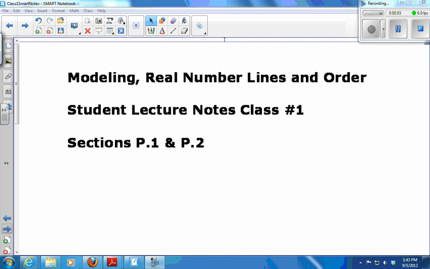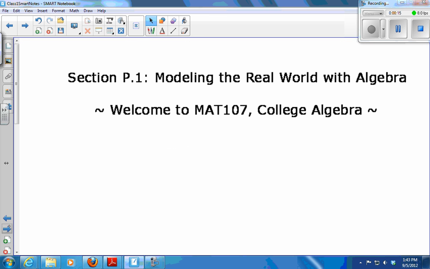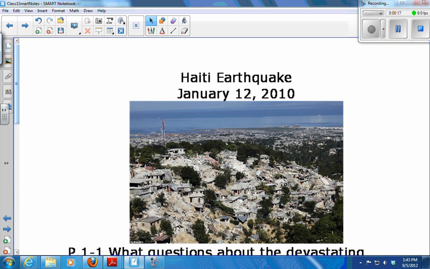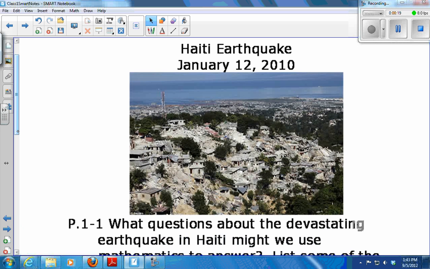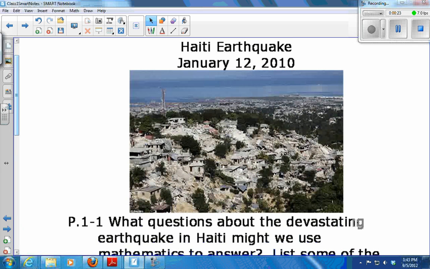Okay, so starting with chapter P, the prerequisites chapter, which we'll go through pretty quickly just to make sure that we're all on the same page with the things that you're supposed to know going forward. So P1 and P2. P1 is about mathematical modeling. Mathematical modeling has to do with using math to solve problems in the real world.